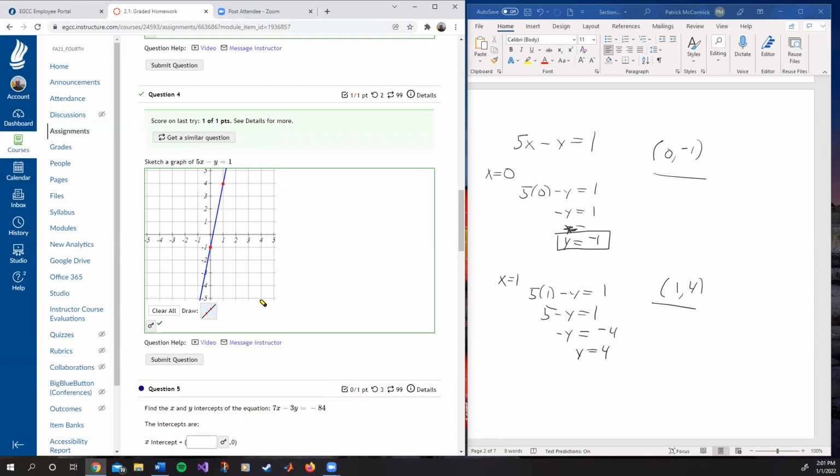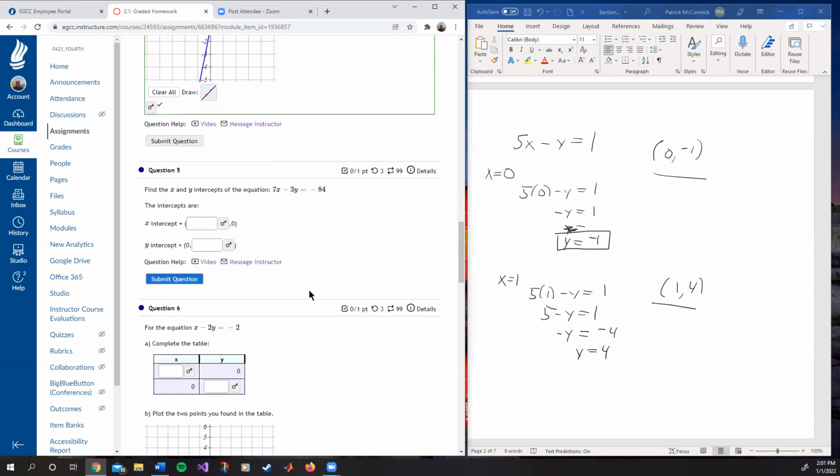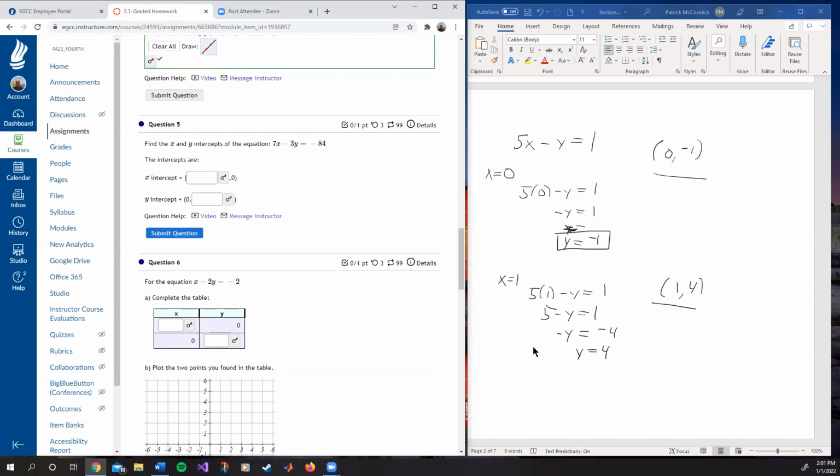All right, so the key point here is you couldn't have chosen x equals a half. They have to be integer numbers. All right, question 5. Find the x and y intercepts.